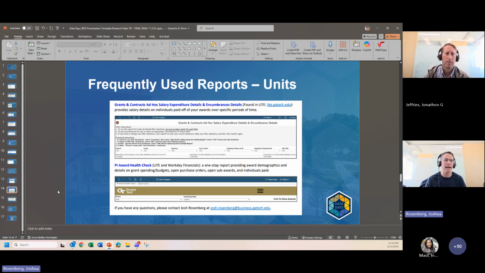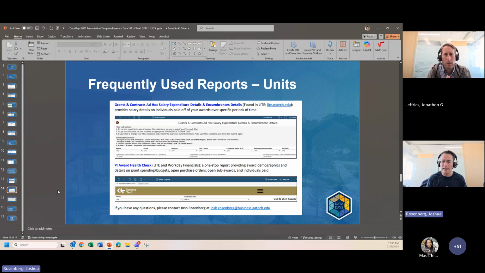The idea behind that, and I go to Light when I use the PI Award Health Check, is that it's a one-stop shop report. At the top it has award demographics. It has details on spending relative to budgets, open purchase orders or POs, open subawards, and individuals who are paid off of those awards. The idea was to create one place where folks could go, because a lot of this information was contained in different spots, which made it difficult. We rolled this out probably 2 years ago.